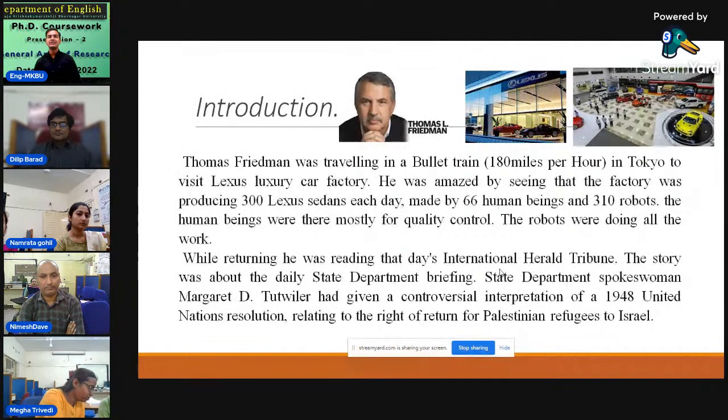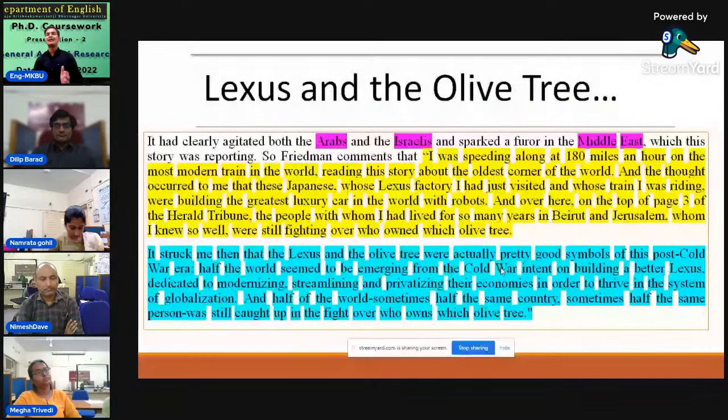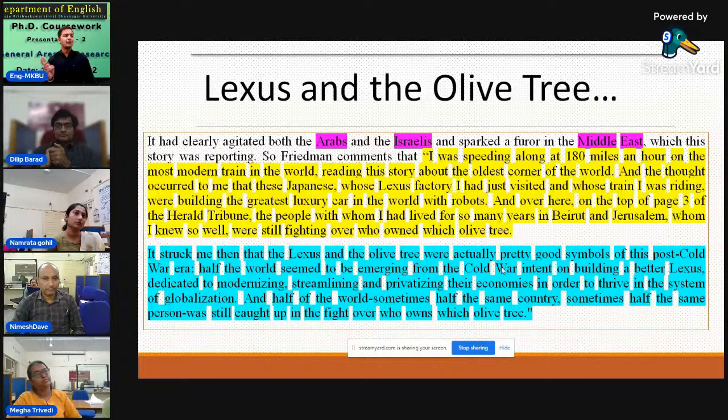And so he was returning. While returning, he was reading the International Herald Tribune, the newspaper. The story was about the daily State Department briefing. State Department spokeswoman Margaret D. Tutwiler had given a controversial interpretation of the 1948 United Nations resolution relating to the right of Palestinian refugees to Israel. Now again, these two names are very familiar to you. You know very well that Palestine and Israel are places related to one of the three biggest religions in the world. This religion originated there. So these places are always in the news about religions. It had clearly agitated both Arabs and Israelis and sparked a furor in the Middle East. So there is a tension going on in the Middle East about religion, which the story was reporting.